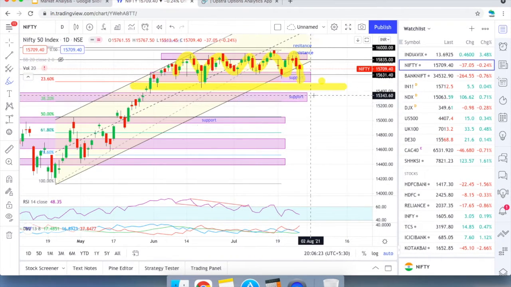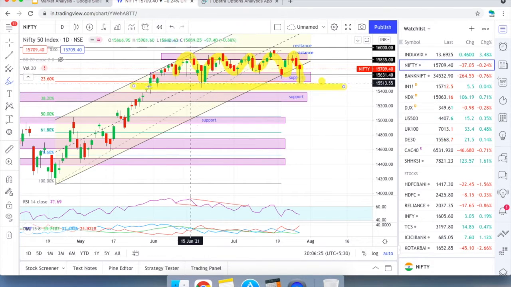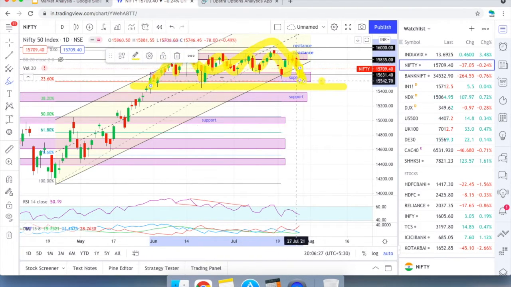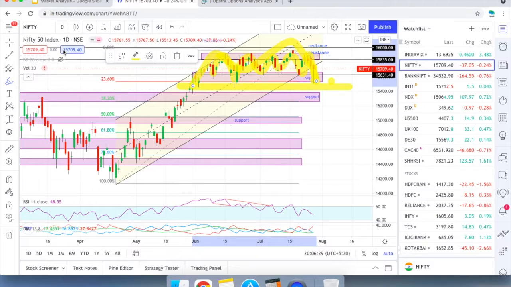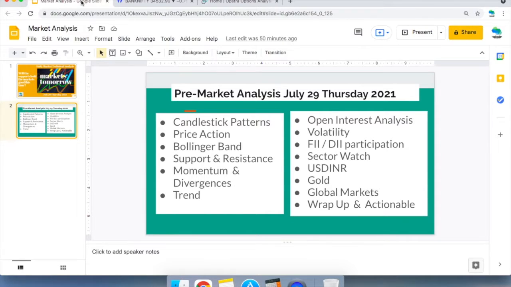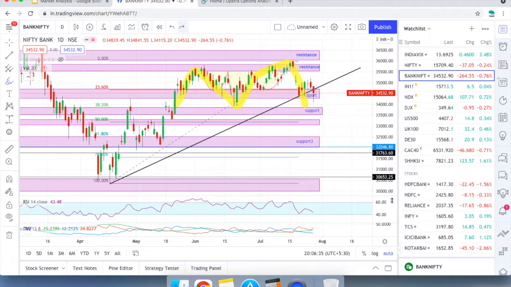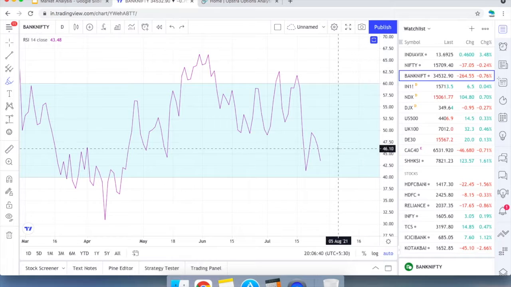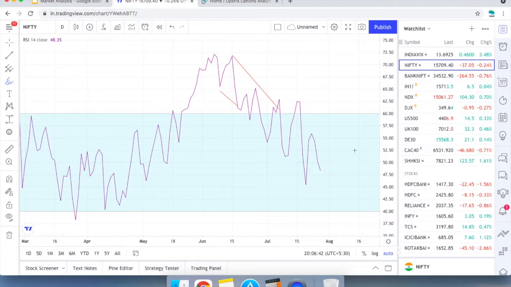Similarly, the Bank Nifty is also the same. If you breach this, here you have an M pattern, the larger M pattern. So that is the support and the resistances and Bollinger Bands we have seen in momentum. And how did momentum do? If you see the Bank Nifty, the momentum is still sideways and has fallen down. Nifty also is sideways and has fallen down.